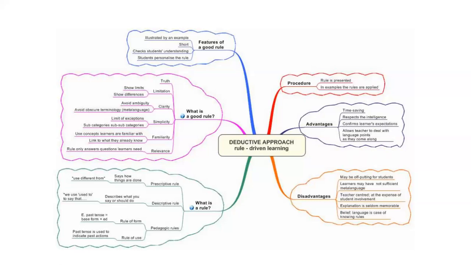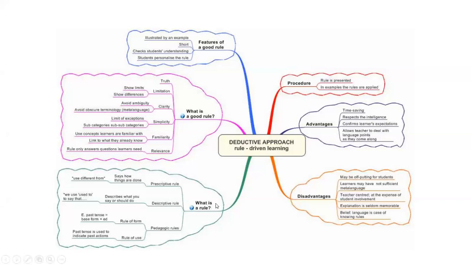you just need to know the rules in order for you to come up with a language, when actually you can learn a language without the rules. Even sound is a language already. So that is one disadvantage of the deductive approach. Okay? So I hope you understand the disadvantage and advantage.